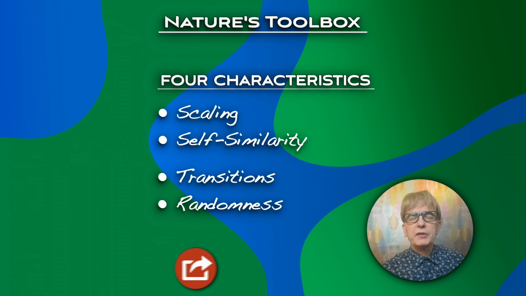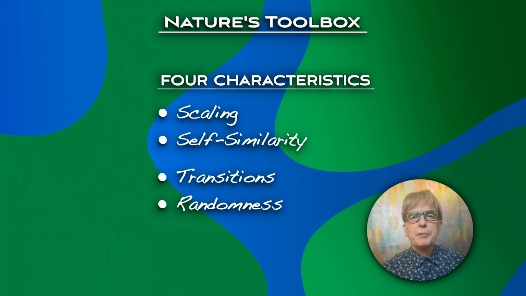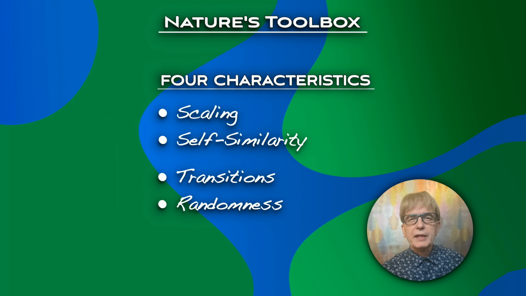The first 2 principles involve shapes and can be described by fractals. Roughly speaking, fractal theory is the study of shapes of natural objects. The main 2 principles involve scaling and self-similarity. After that, nature adds transitions and randomness.